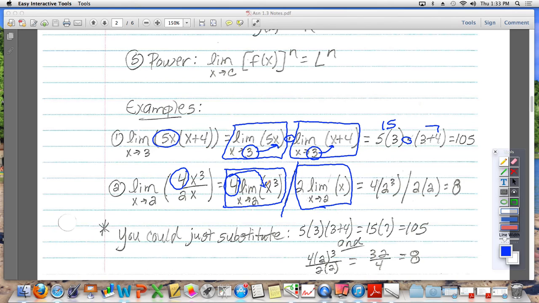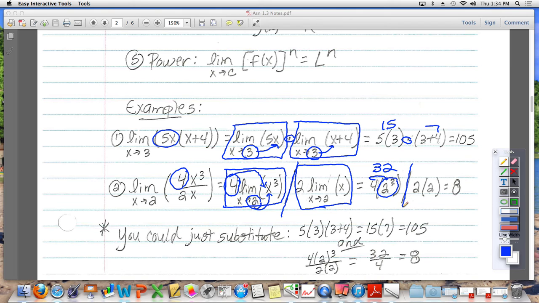So the limit of x to the third power as x approaches 2 just means that you need to take this 2 and put it in for x. So we have 2 to the third power, which is 8, and then you multiply it by 4. 4 times 8 is 32. So this right here is 32. And then you have to divide that by, I know.